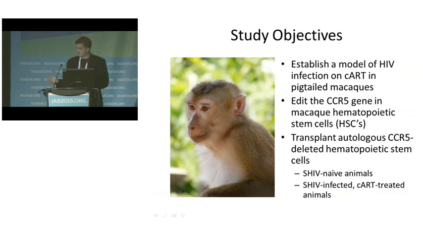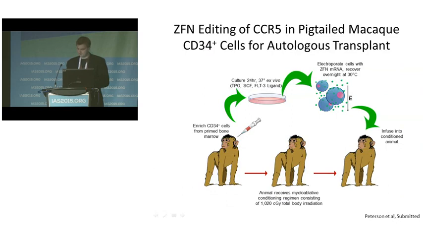Bringing those two together, what I'm going to show you today and really focus on is our efforts to edit the CCR5 gene in hematopoietic stem cells and what happens then when we transplant those autologous CCR5 deleted stem cells into animals, both SHIV-infected animals, and I'll get into what that means, and SHIV-naive animals.